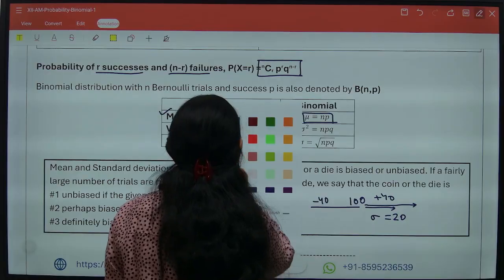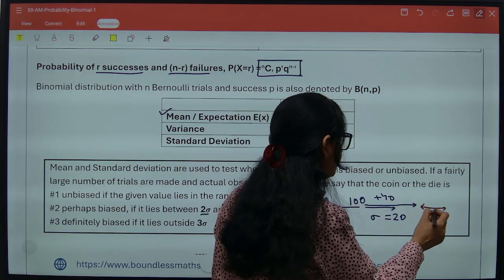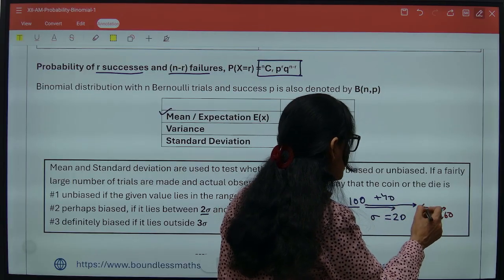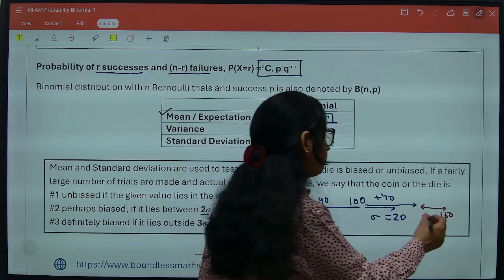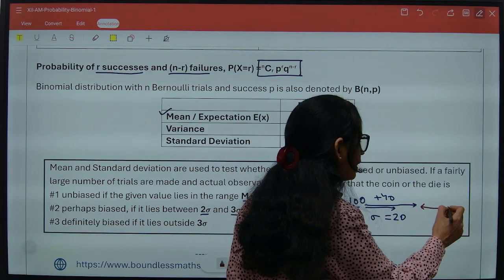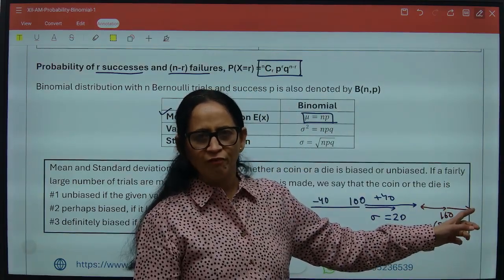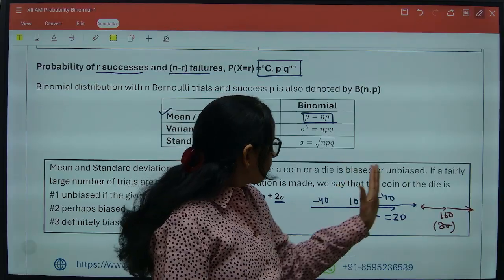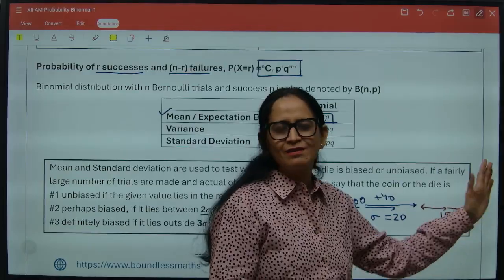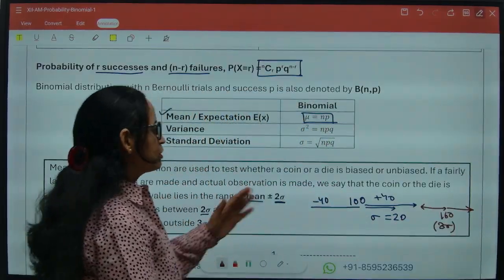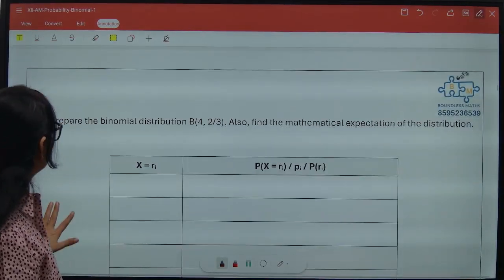So anything lying between plus 40 and plus 60, that is 140 to 160, so it is going to be till 160. This may be biased, may not be biased. And anything beyond 3 sigma, if you get these measurements after doing the experiment, mean plus 3 times standard deviation and your observation is beyond that, that means the coin or the dice is biased, right? So we'll do questions related to this also and you'll understand it better, so it's okay. So let's start with the first question.